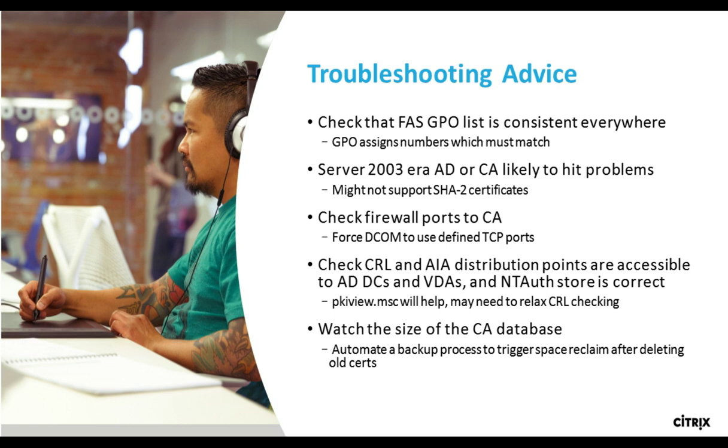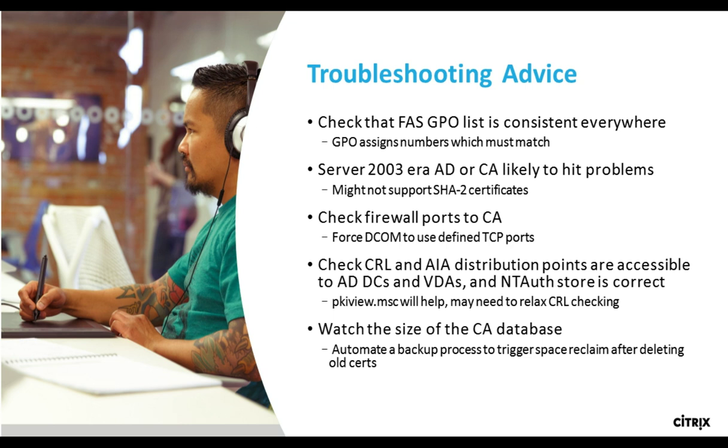So from a troubleshooting perspective, a couple things that we see quite a bit is that we want to make sure that the FAS GPO list is consistent everywhere. That GPO does assign numbers which must match across the board, so we have to make sure that those are consistent. Any sort of Server 2003 era AD or CA is pretty much going to hit some problems, very likely not to support the SHA-2 types of certificates. So I don't see too many customers having that issue, but just know that if you have a legacy type of environment, it's probably going to need to be upgraded to support FAS as well.